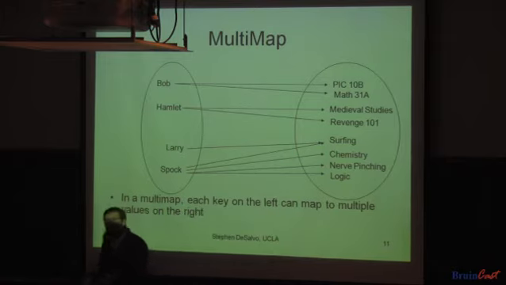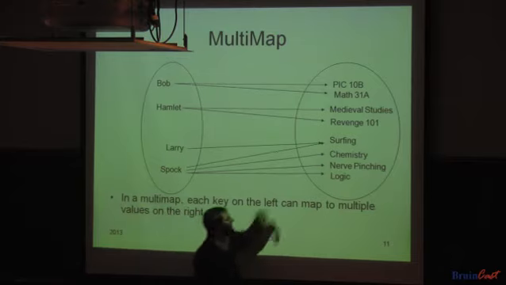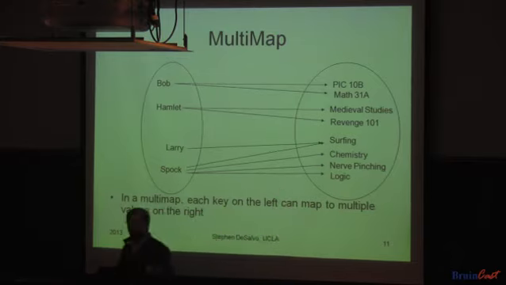So you think of it like the courses that you're taking. Okay? Spock is taking courses in surfing, chemistry, nerve pinching, and logic. You have to learn nerve pinching somewhere. You're not just born knowing that, even if you're Vulcan. Okay? So rather than just like an ID number, which you should only have one of, if you're mapping to courses you're taking, you are going to have multiple courses.